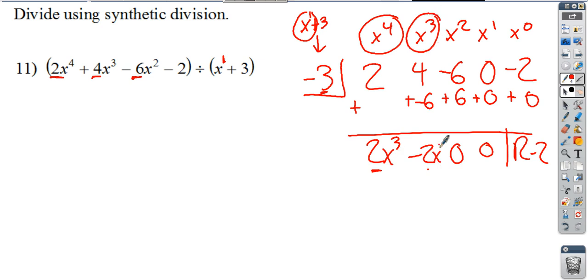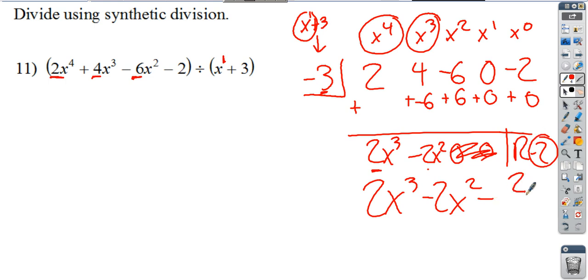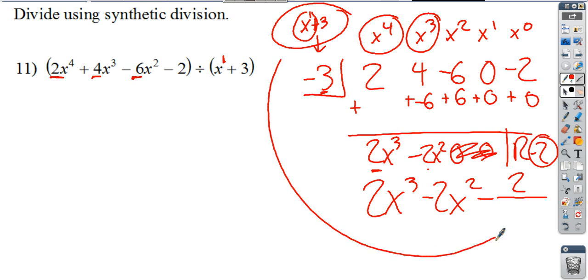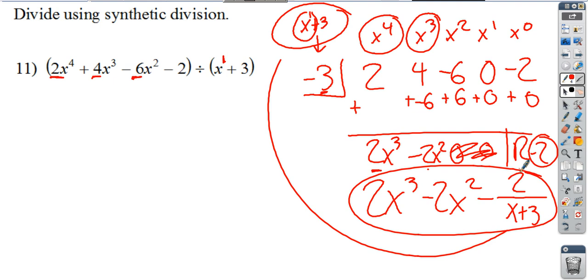x to the third down here becomes x squared. These really don't need to be here. And then we have remainder -2. So our final answer is 2x cubed minus 2x squared. Remainder is -2, so minus 2 over what we divided by. And that's what we divided by. So that goes right here. And that is our answer using synthetic division.